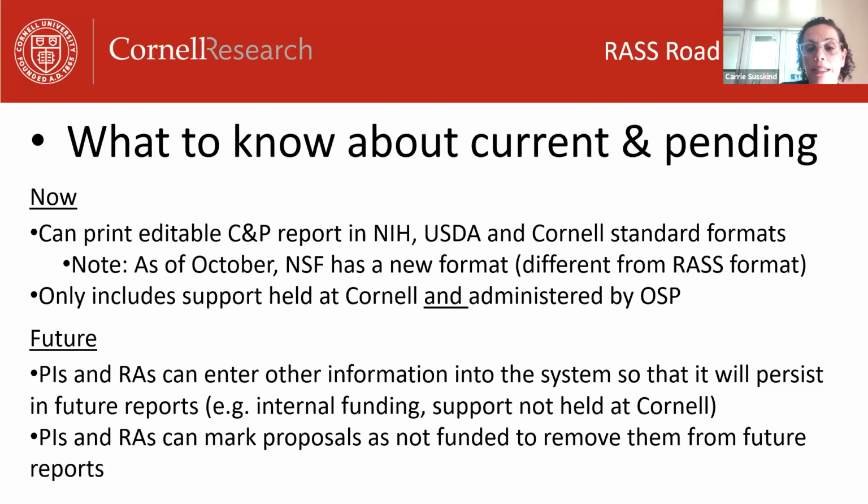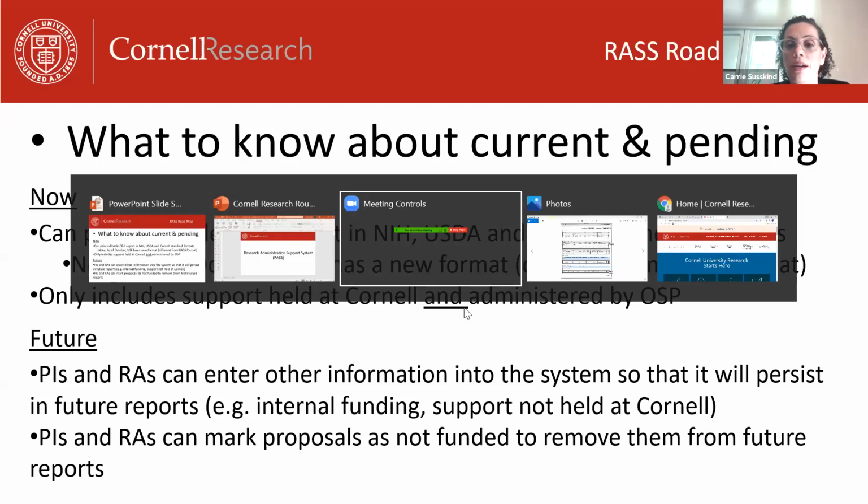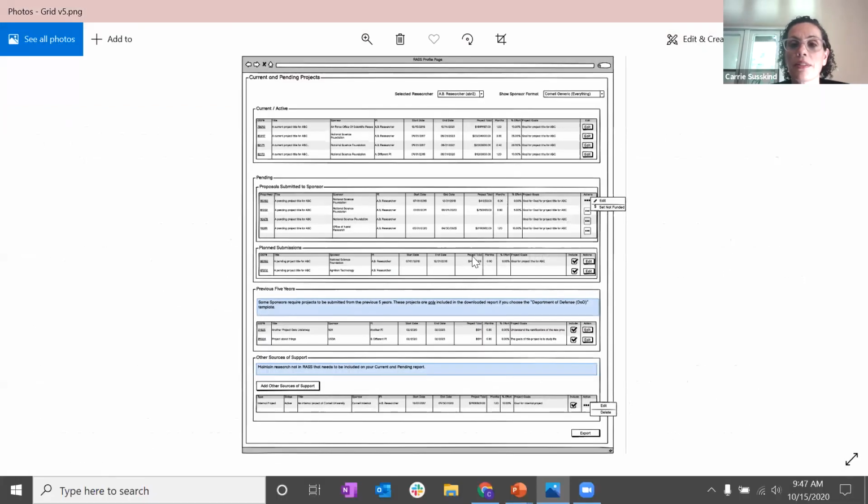So what we're planning to do is build some functionality in the system so that you can track and maintain current and pending data in order to populate these reports. And we're also going to be adding some additional templates. So we're going to include Department of Energy and Department of Defense as options for templates with this new functionality. And I'm just going to show real quick a little mock-up of what this is going to look like.